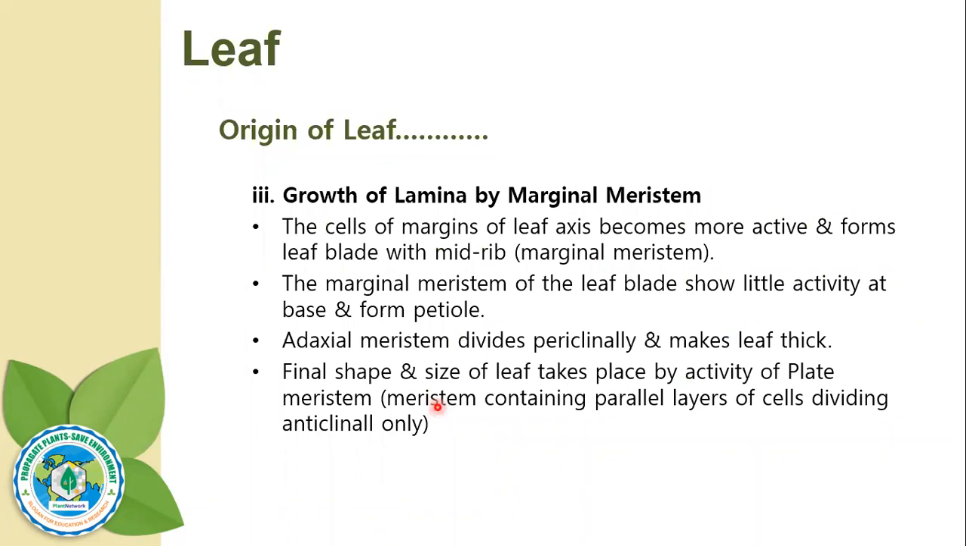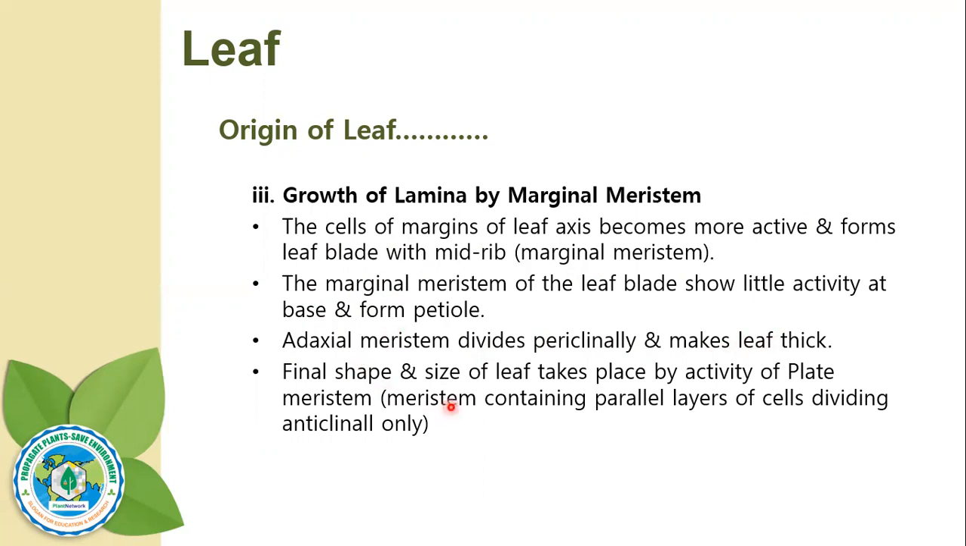Number three, the growth of the lamina by marginal meristem. This is another type of meristem that is present at the margins of the lamina. The cells at the margins of the leaf axis become more active and form the leaf blade with midrib. That is known as the marginal meristem. The marginal meristem of the leaf blade shows little activity at the base and forms the petiole. The adaxial meristem divides periclinally and makes the leaf thick.